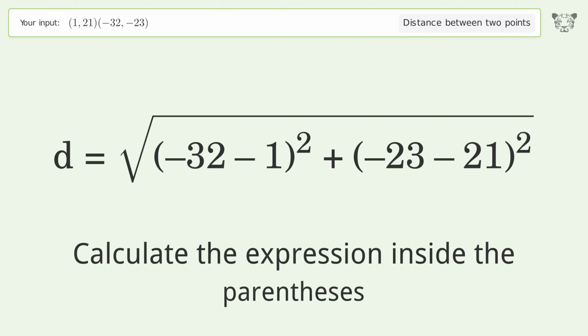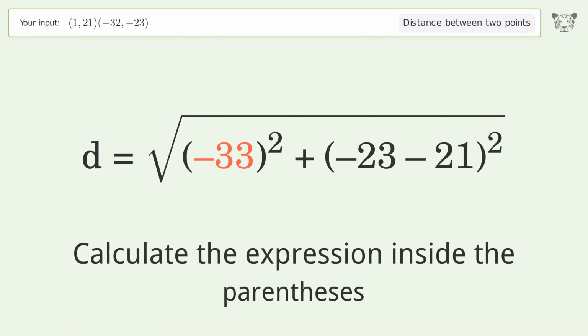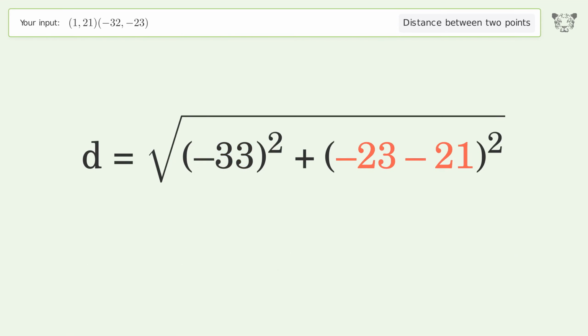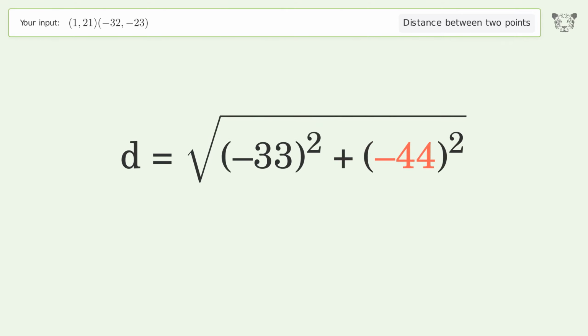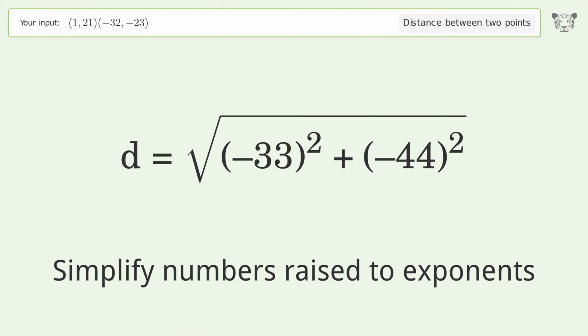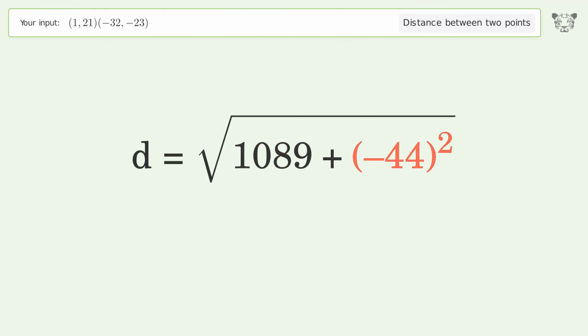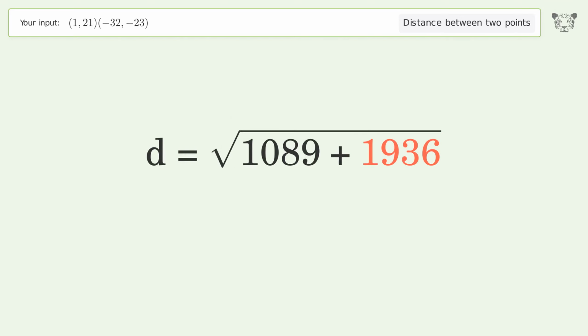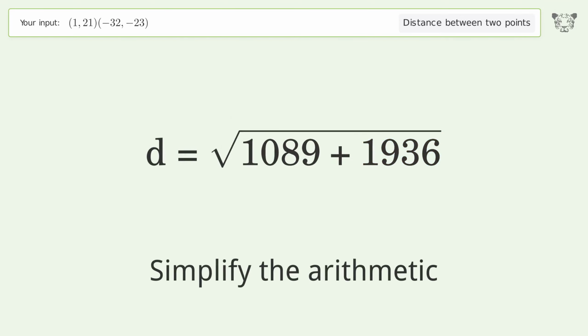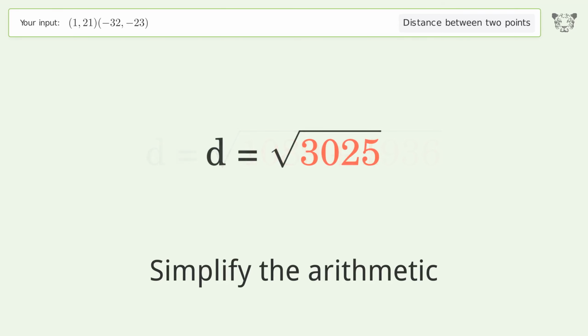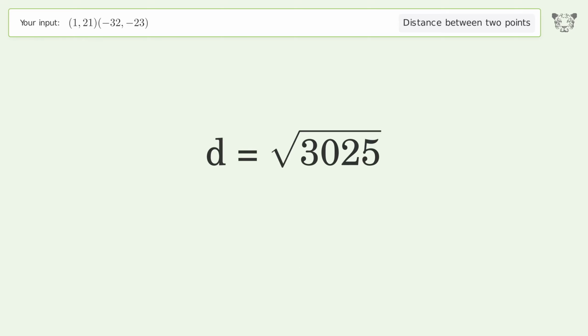Calculate the expression inside the parentheses. Simplify numbers raised to exponents. Simplify the arithmetic. And so the distance between the 2 points is the square root of 3025, or 55.